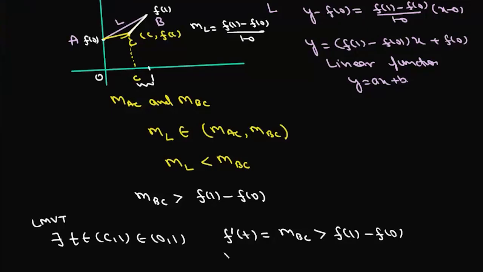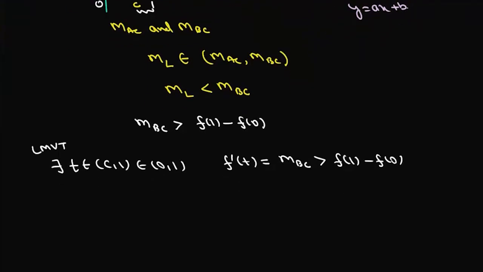So from here we can say there exists a point t in the interval 0 to 1 such that f dash t is greater than f1 minus f0. Now here we have taken this interval between C and 1 because we have taken this point C below the line L. If we would have taken this point C above this line L, then we would have taken this interval from 0 to C. And this f1 minus f0, we are assuming f1 is greater than f0.